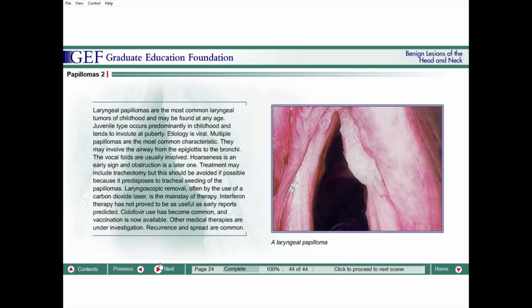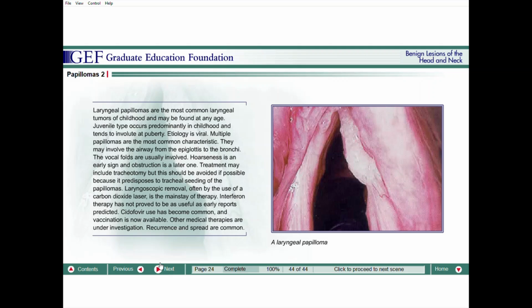Laryngeal papillomas are the most common laryngeal tumors of childhood and may be found at any age. Juvenile type occurs predominantly in childhood and tends to involute at puberty. Etiology is viral. Multiple papillomas are the most common characteristic. They may involve the airway from the epiglottis to the bronchi. The vocal folds are usually involved. Hoarseness is an early sign, and obstruction is a later one.